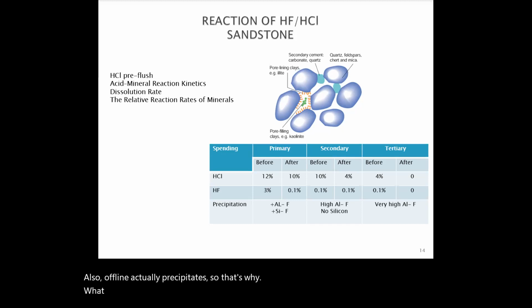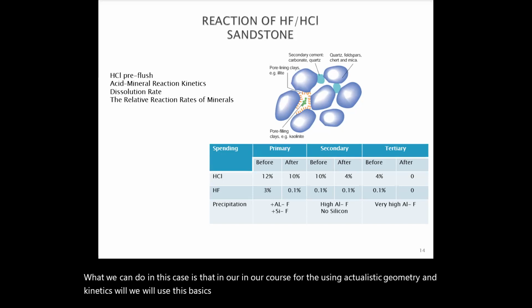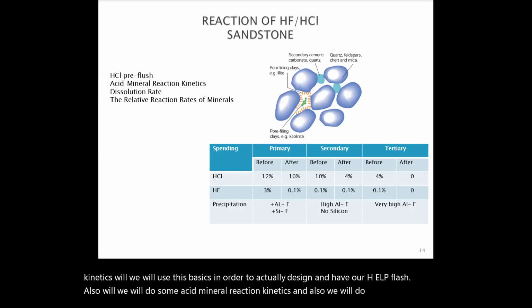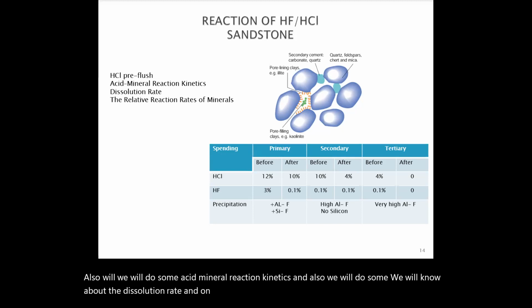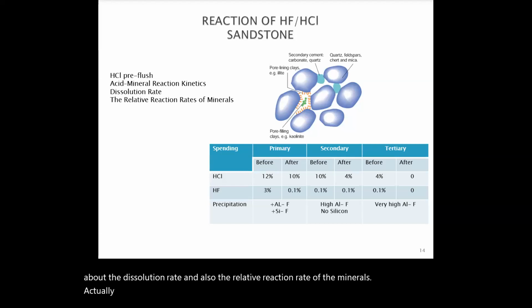So what we can do in this case is that in our course, using stoichiometry and kinetics, we will use these basics in order to design and have our HCl pre-flush. Also, we will do some acid mineral reaction kinetics, and we will know about the dissolution rate and also the relative reaction rate of the minerals. One of the main things that we can get from the basics of stoichiometry is how we can know the effect of these precipitates on our well productivity.